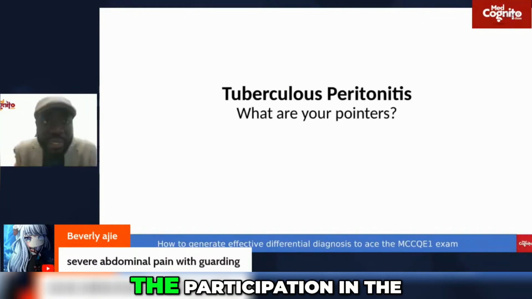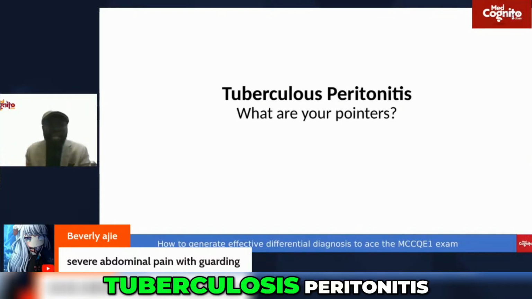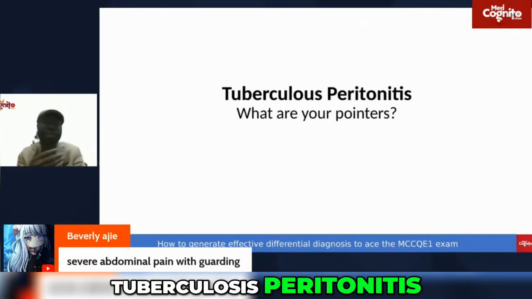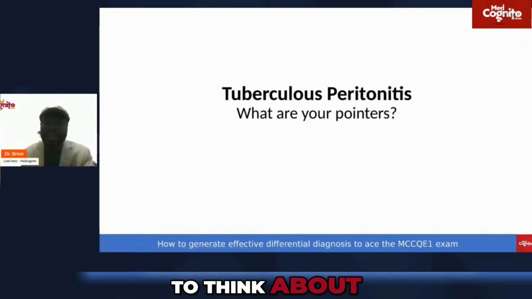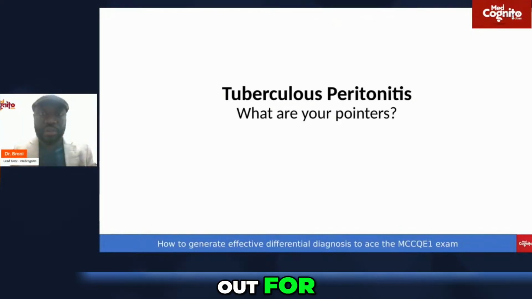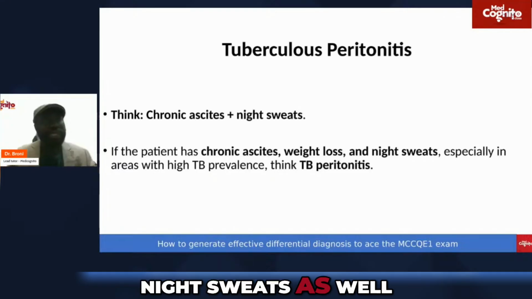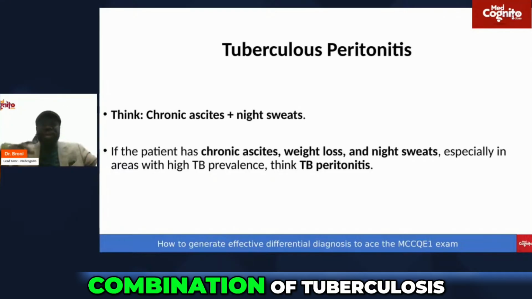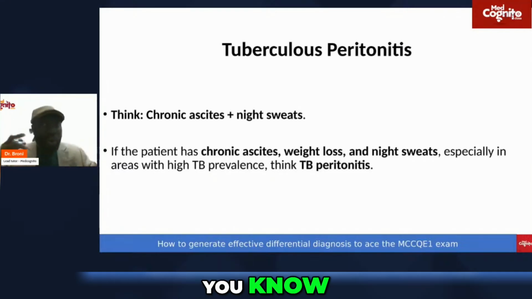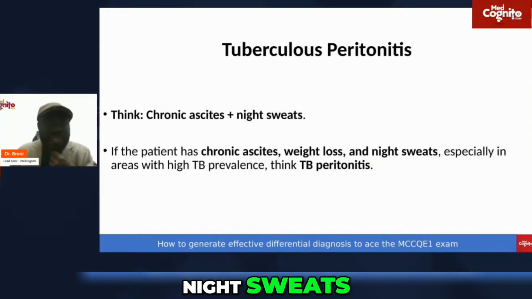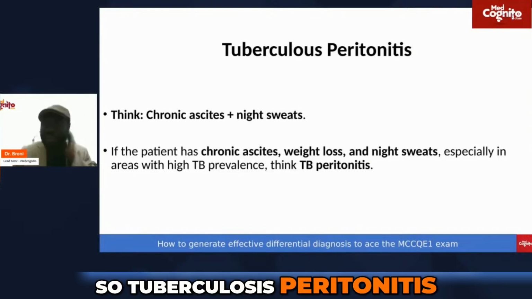I'm very happy about the participation in the class today. Tuberculous peritonitis. What are you going to think about? What are the pointers you're going to look out for? You're going to look for somebody with ascites, but also has some night sweats as well, because this is a combination of tuberculosis, and then maybe the patient has weight loss, night sweats. So tuberculous peritonitis.